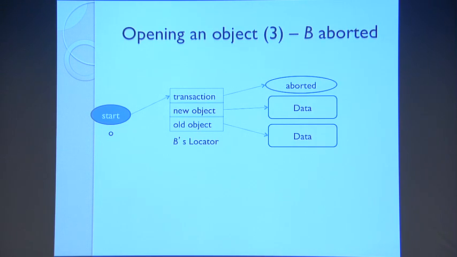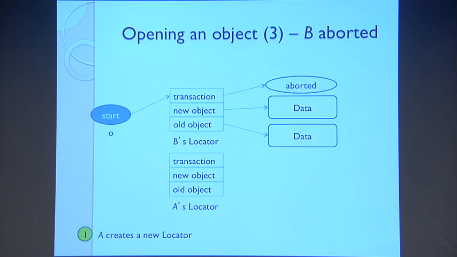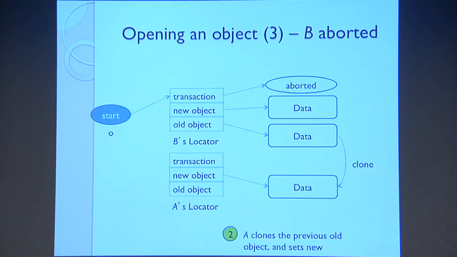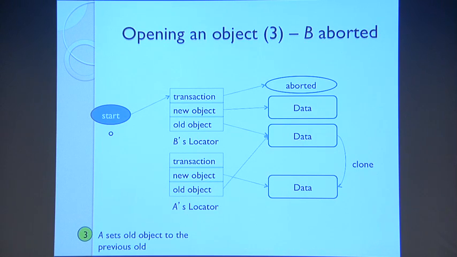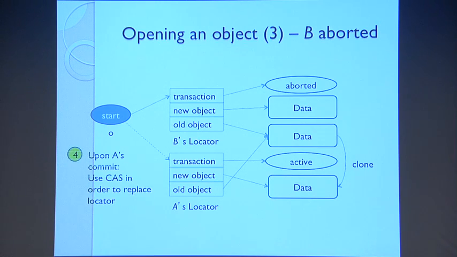What happens if B is aborted? In case B is aborted, and A tries to open the object O in write mode, again it creates a new locator. Now it clones the old object, because B was aborted, so its operations did not take effect. It just takes the old object data as its new object and works on that. The old object of A's locator will just point to the old object of B's locator. And again, it will use the CAS operation upon committing. So we've handled the cases where B is both committed and aborted.